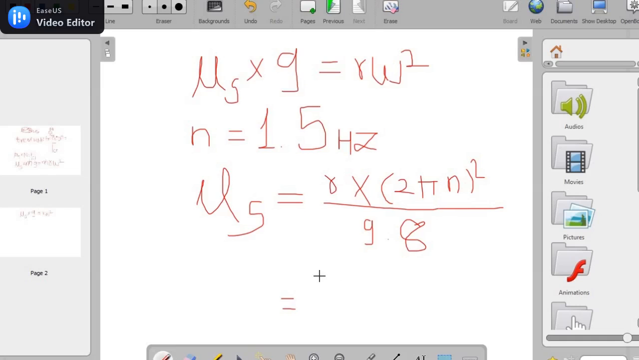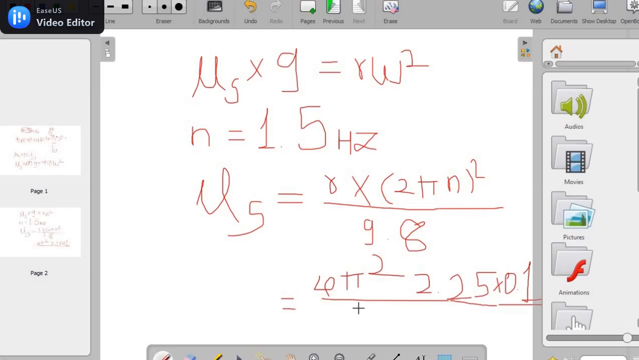So by squaring this we get 4 pi squared, and square of 1.5 is nothing but 225 into 10 raised to minus 2, that is nothing but 2.25, isn't it? Into radius. What is our radius? That is 0.1 meter. It is given in our example, divided by 9.8.